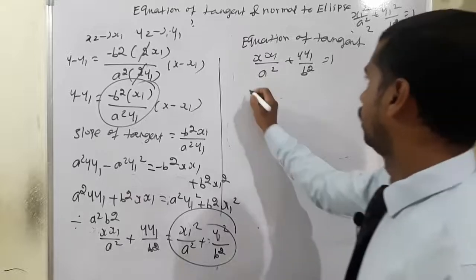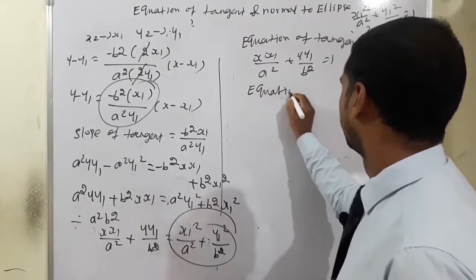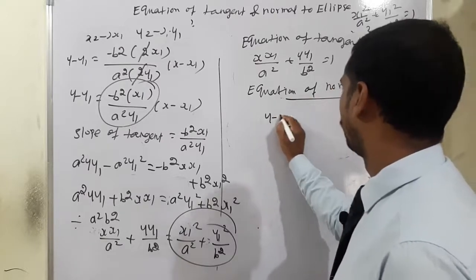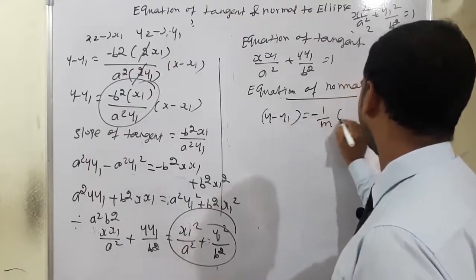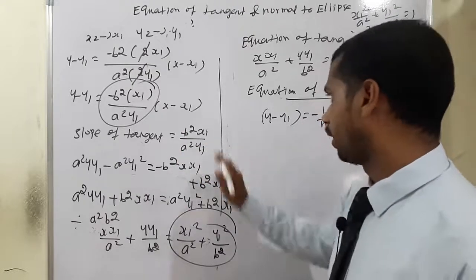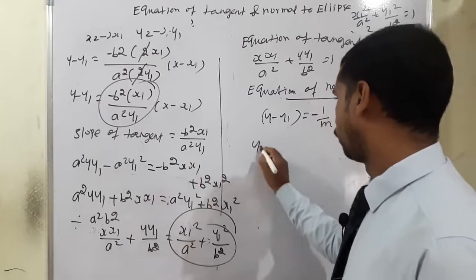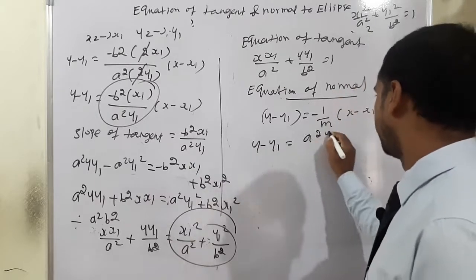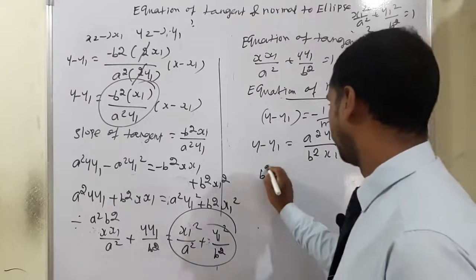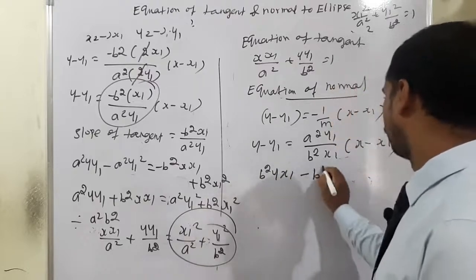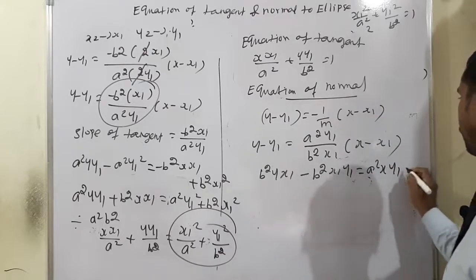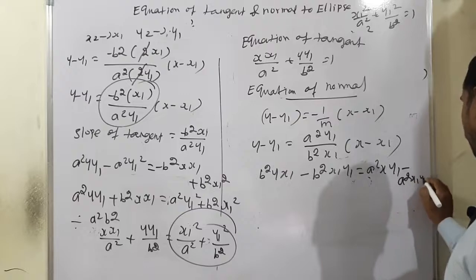So equation of normal formula: y minus y1 is equal to negative 1 by m into x minus x1. What is the meaning? Slope of the tangent already has a negative sign, so the negative cancels. Then we have to write the reciprocal. Therefore, y minus y1 is equal to a square y1 divided by b square x1 into x minus x1. Again cross multiply: b square y x1 minus b square x1 y1 is equal to a square x y1 minus a square x1 y1.